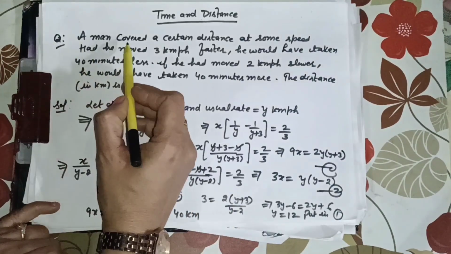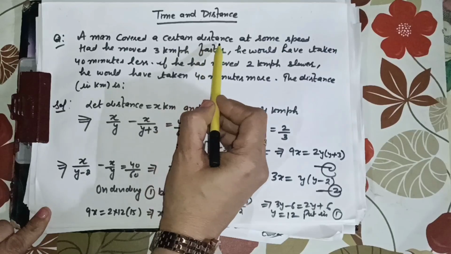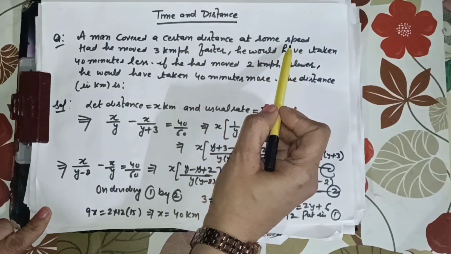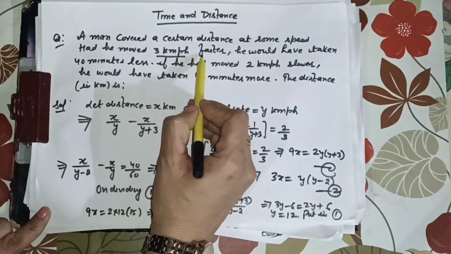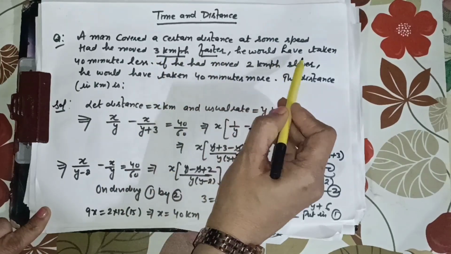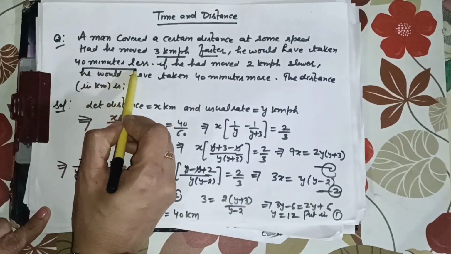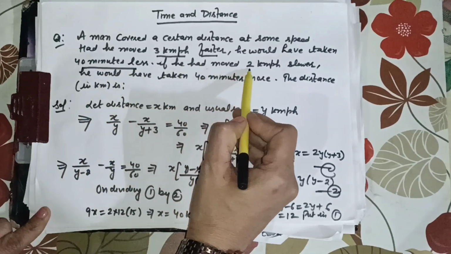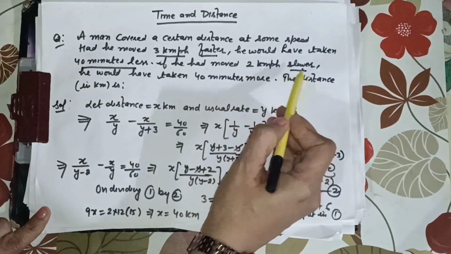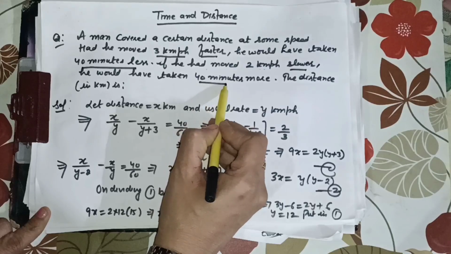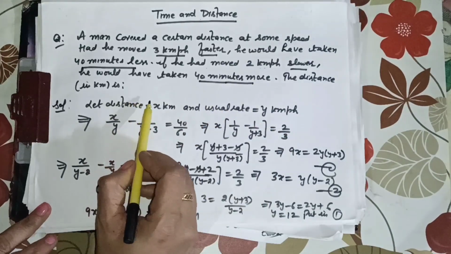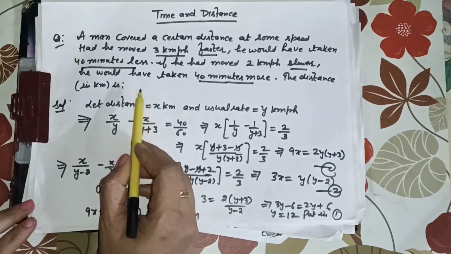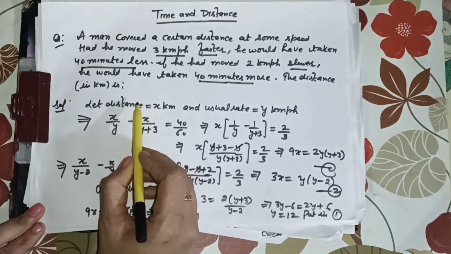The first illustration is: a man covered a certain distance at some speed. Had he moved 3 kilometers per hour faster, he would have taken 40 minutes less. If he had moved 2 kilometers per hour slower, he would have taken 40 minutes more. The distance we have to find in kilometers. So this is the question. So how will the solution go?